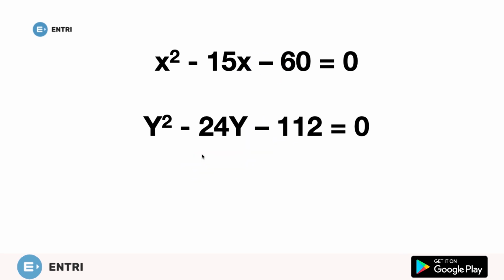Let's take another example. If a question is like x square minus 15x minus 60 equals 0, y square minus 24y minus 112 equals 0. As soon as you see this question, don't directly start solving for the sum and product. Why? Because finding the sum and product of the roots takes time, and you know that it takes time to solve them.